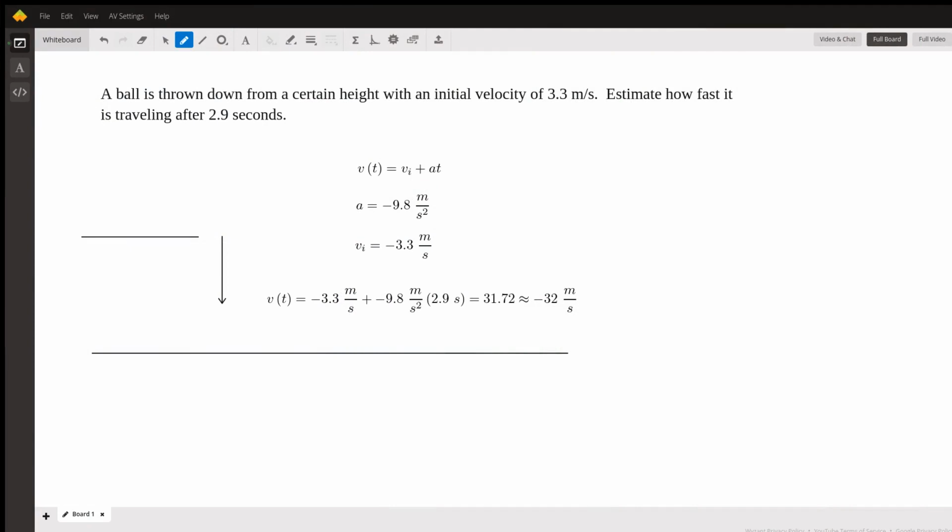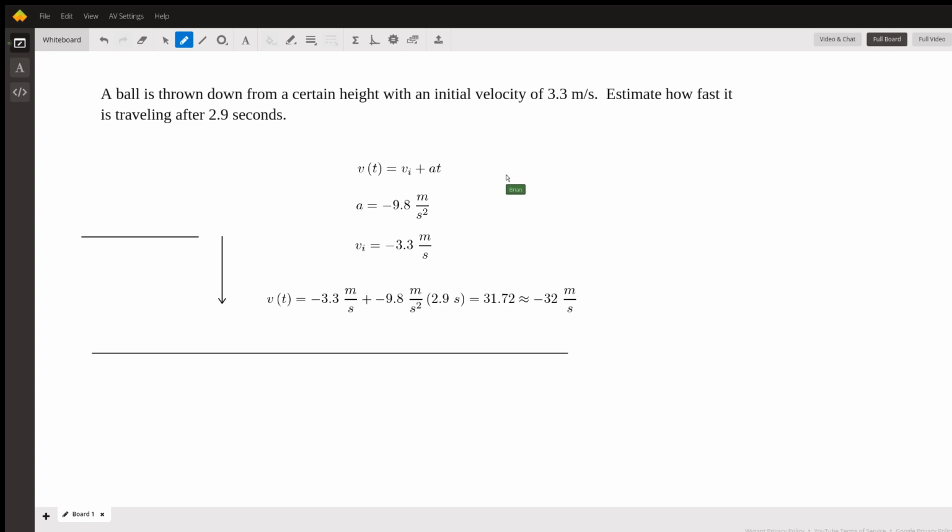A ball is thrown down from a certain height with an initial velocity of 3.3 meters per second. Estimate how fast it is traveling at 2.9 seconds. So the equation that gives velocity as a function of time, v(t), is the initial velocity, v_i, plus acceleration times time.